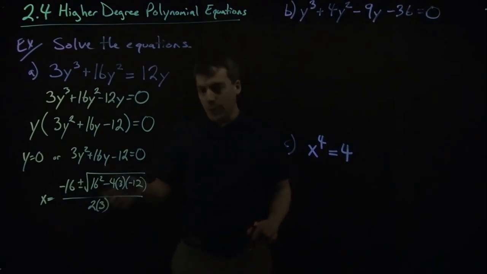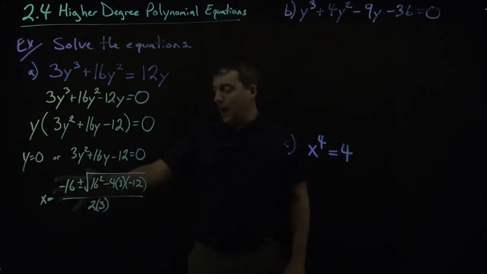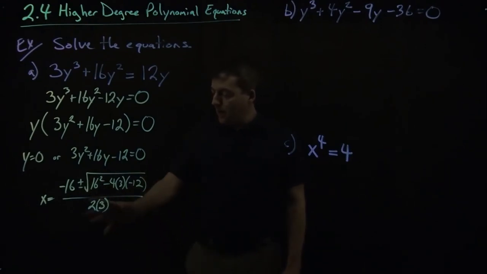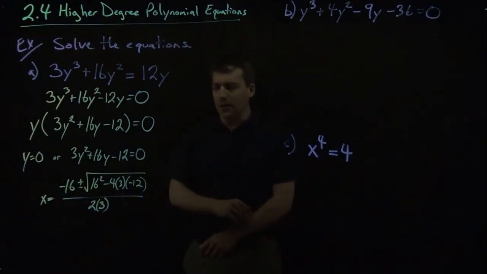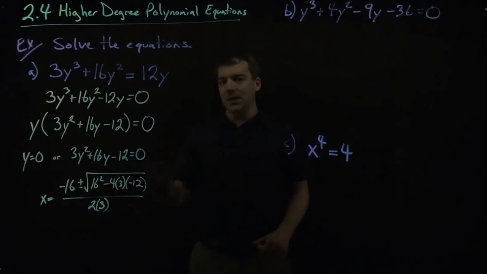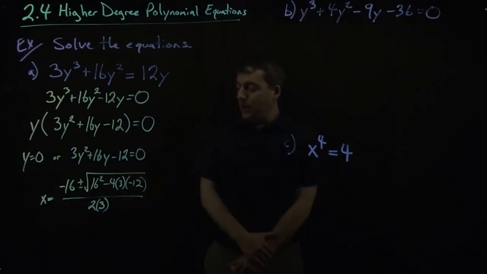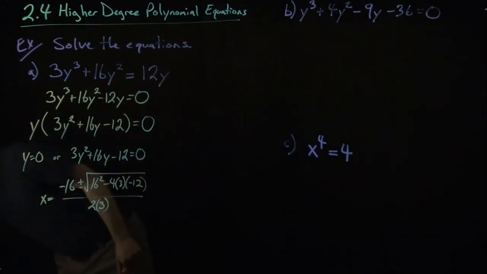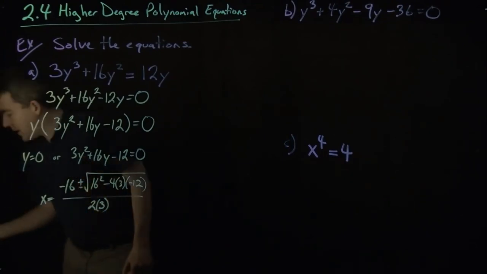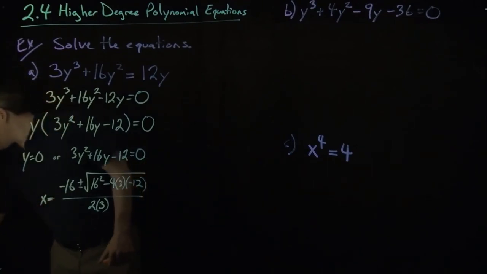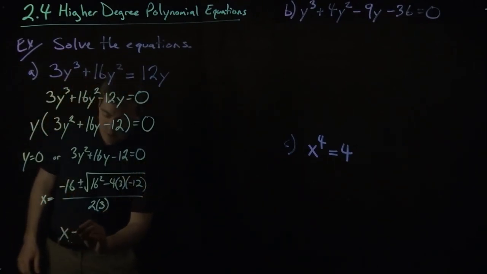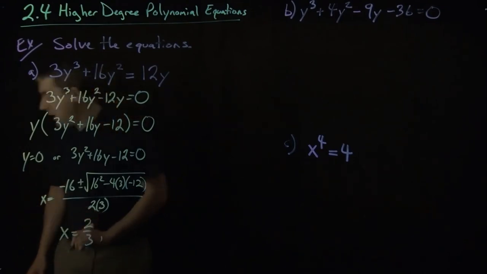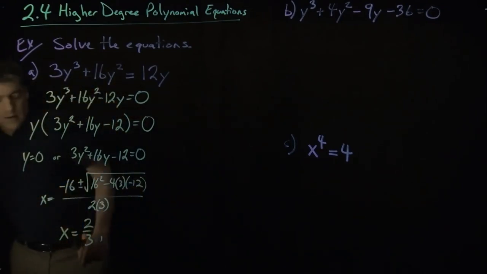If you're careful with your calculator, you can go ahead and plug this in and evaluate it at both the plus and the minus. This is good practice, so go ahead and pause the video and work this out. How'd you do? I have the answer over here. So we get x equals 2/3 and negative 6.